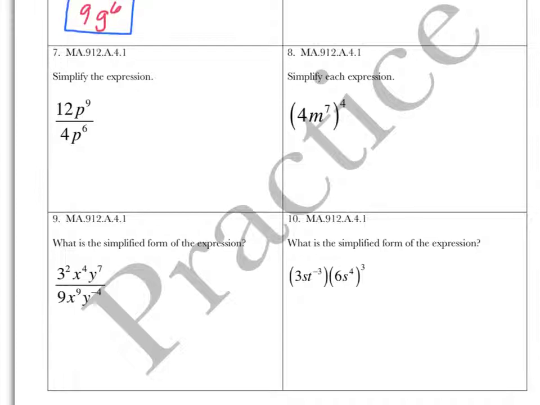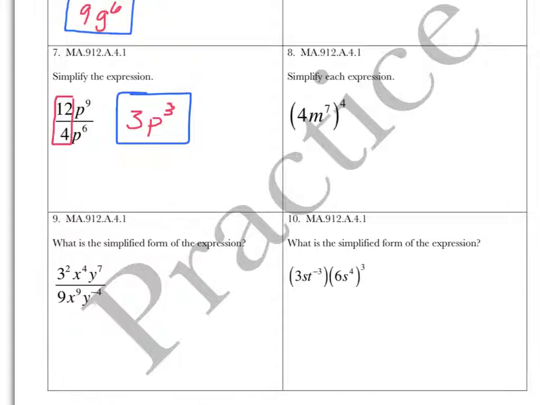All right, number 7 is a quotient rule. So I'm going to look at my coefficients first. So 12 over 4, that's going to reduce to 3. And then p to the 9th divided by p to the 6th is p to the 3rd power, because remember, when we divide powers of the same base, we keep the base and subtract the exponents. So this is that final answer.